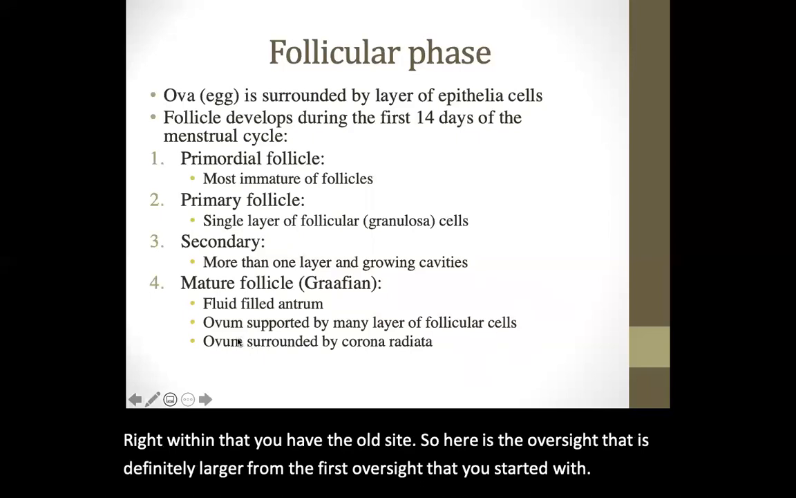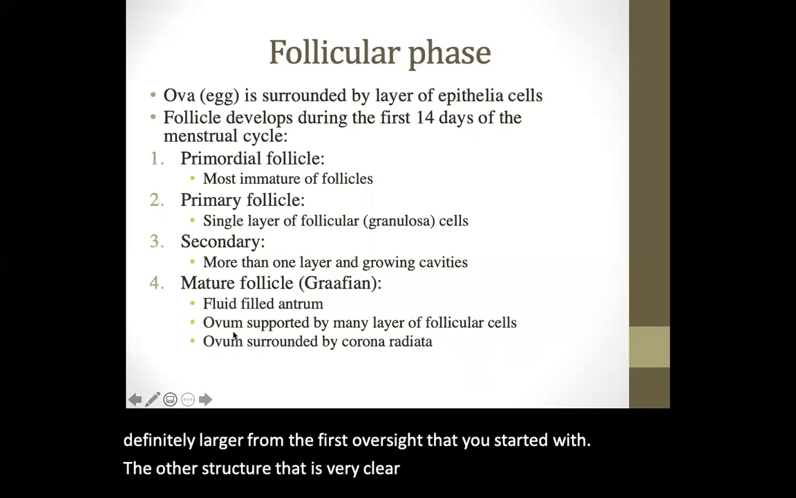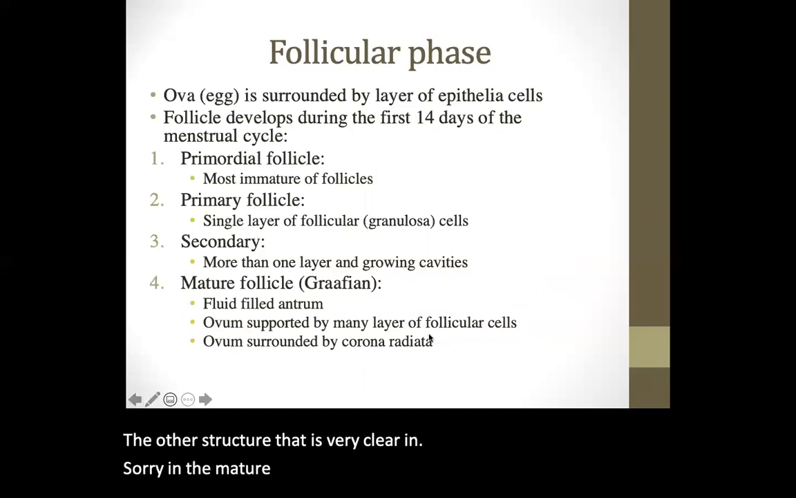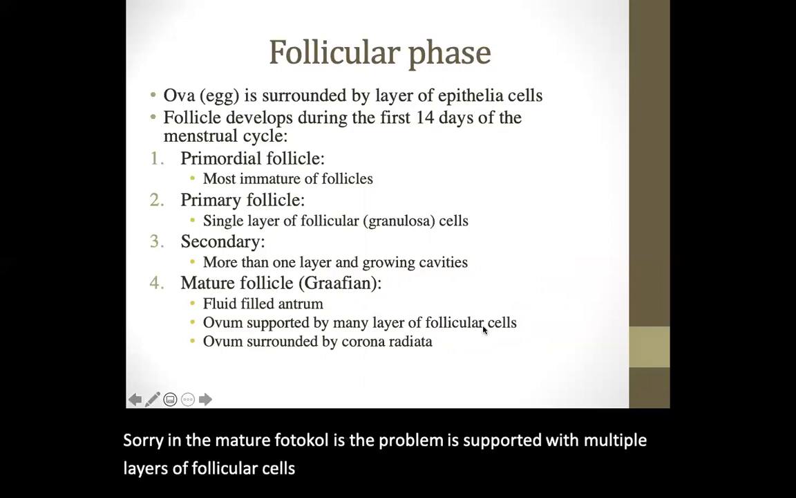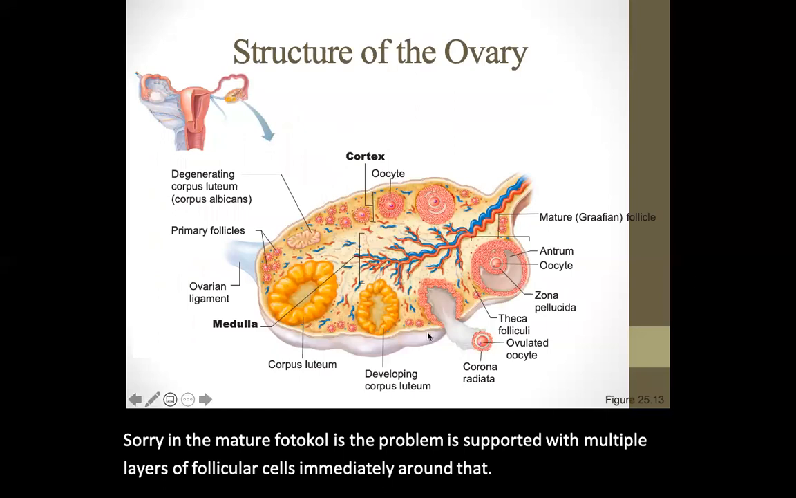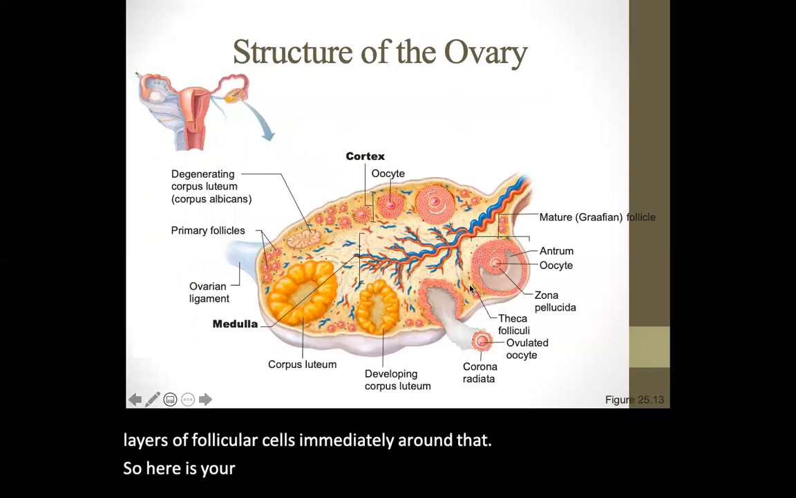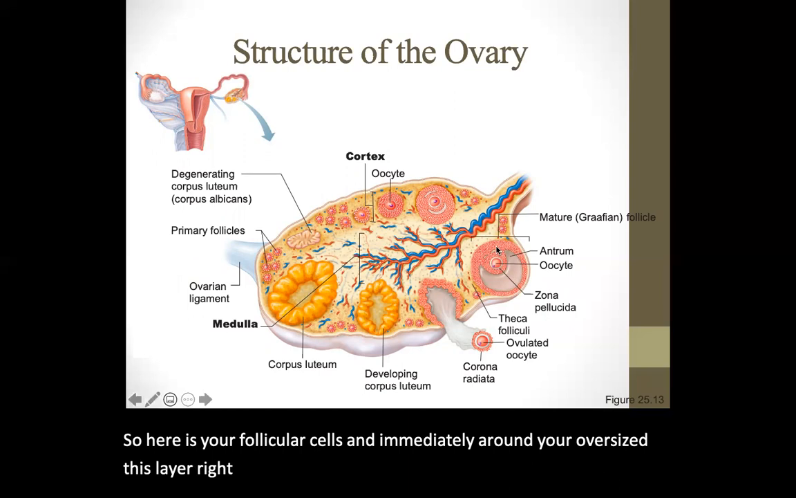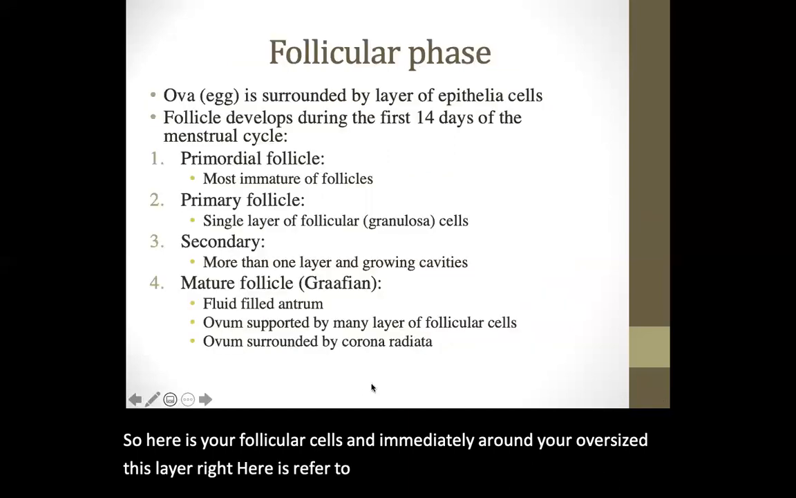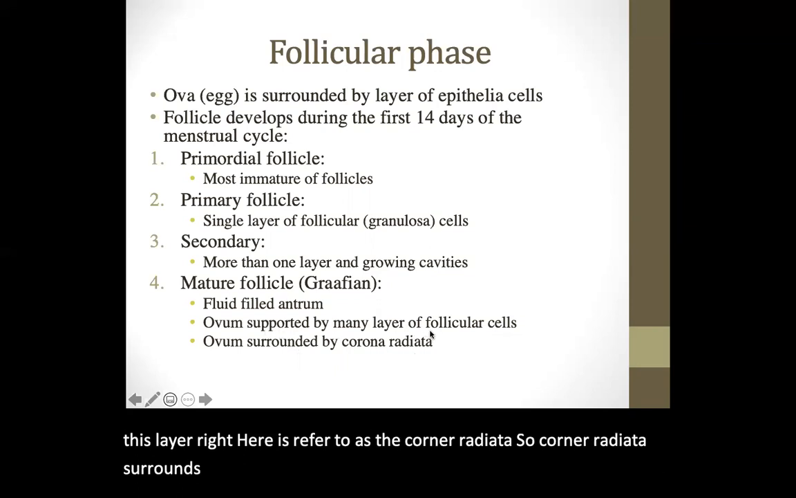The other structure that is very clear in the mature follicle is that the ovum is supported with multiple layers of follicular cells immediately around it. So here are your follicular cells, immediately around your oocyte. This layer right here is referred to as the corona radiata. So the corona radiata surrounds the ovum, and then the ovum is supported with other layers of follicular cells around it.